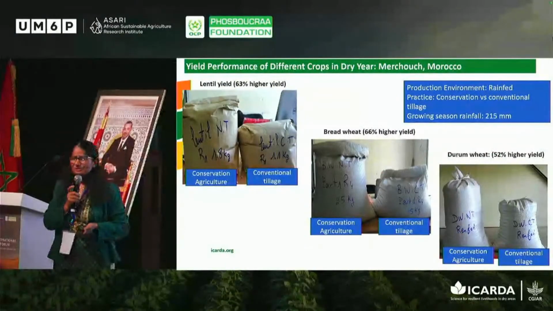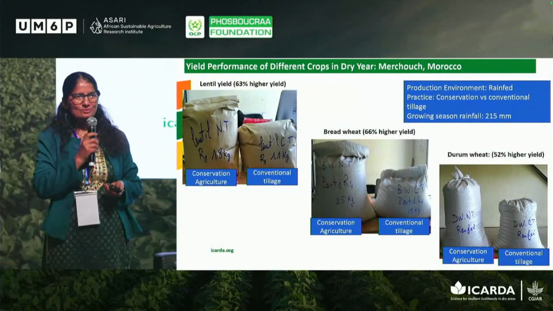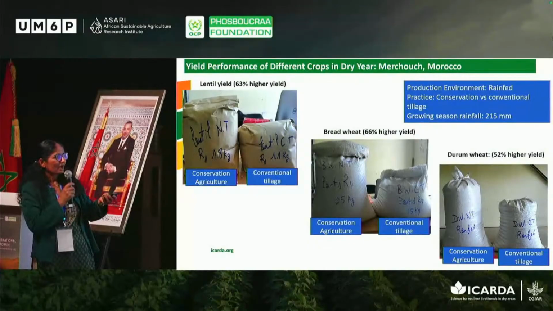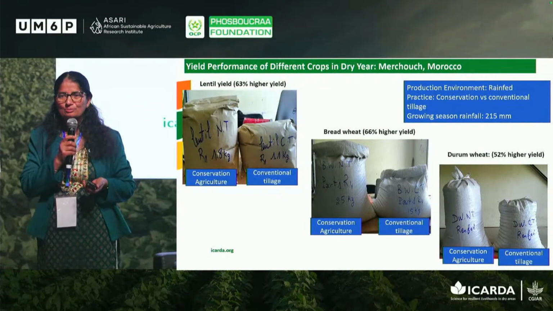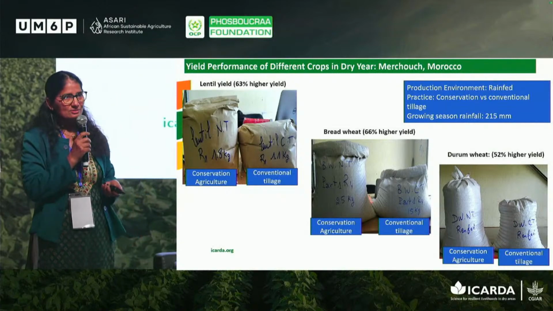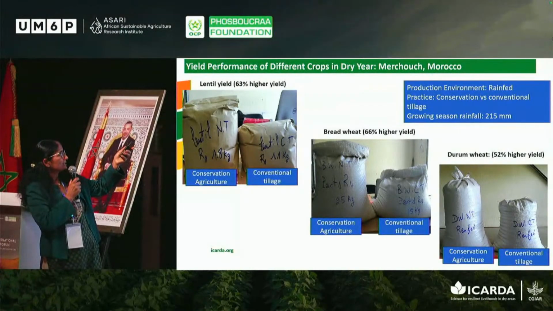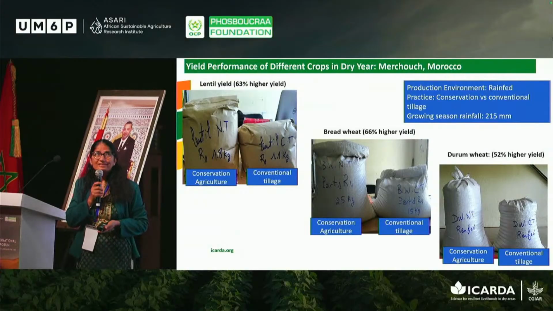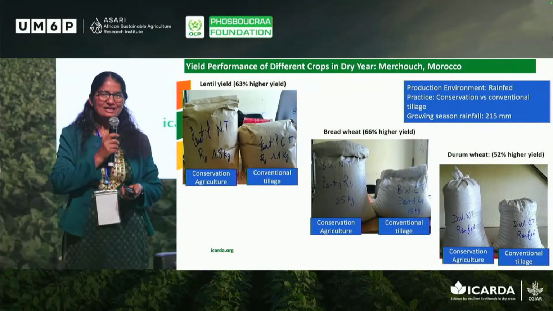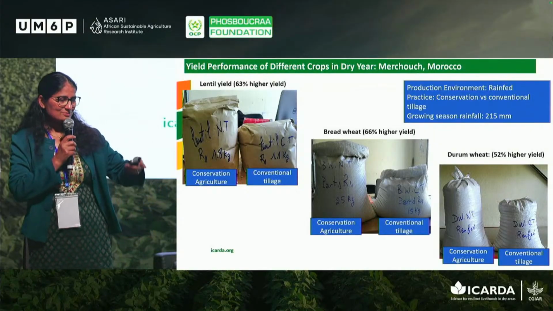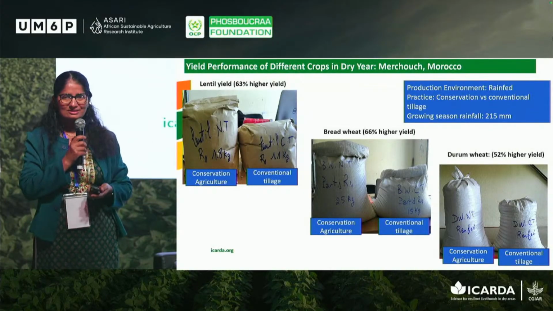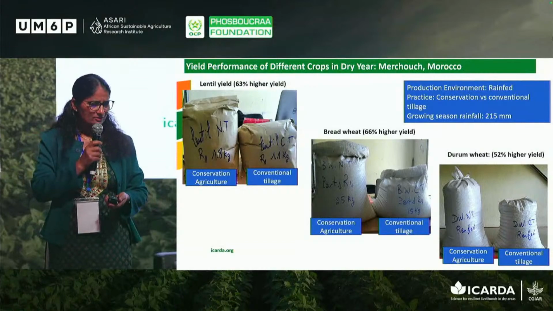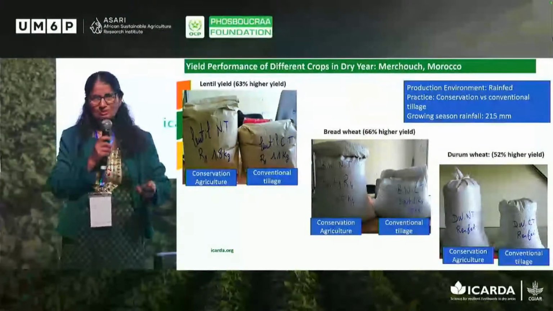This is another example, from 2021 in Morocco. Again, we were evaluating different crops, and you can see how the conservation and conventional systems help improve productivity as well as sustainability and stability. The first example is lentil. I forgot to put the exact area, but lentil yield was around 63% higher. Similarly for bread wheat, you can see the large bag with no-till, and the small one with conventional tillage, 66% higher, and durum wheat was 52% higher. Rainfall that year was just 250 millimeters in Marchouch, so it's all under rain-fed conditions.